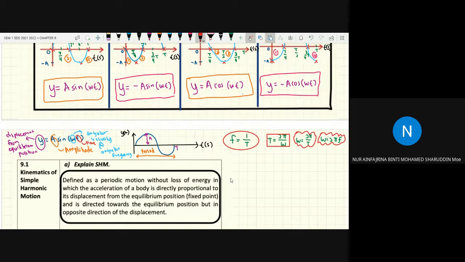Okay, once you guys are done, then we go into chapter 9 properly. Okay, may I proceed? Yes.